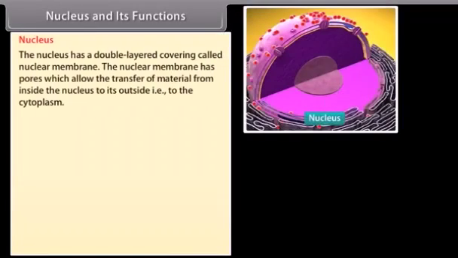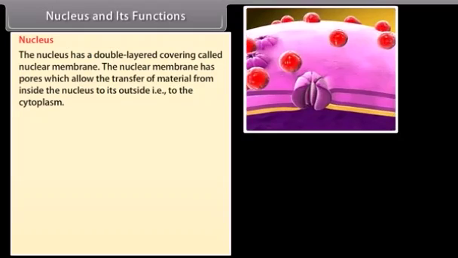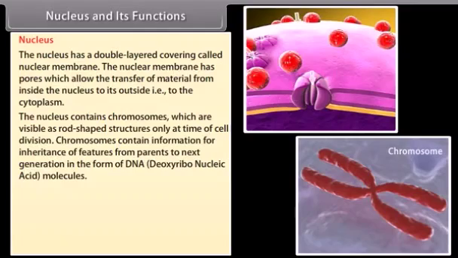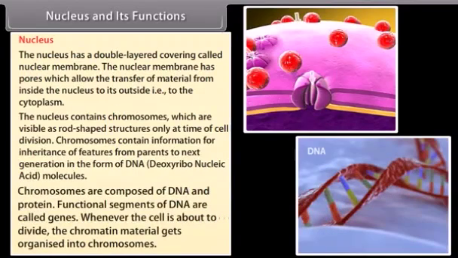Nucleus and its functions. Nucleus. The nucleus has a double-layered covering called nuclear membrane. The nuclear membrane has pores which allow the transfer of material from inside the nucleus to its outside, that is, to the cytoplasm. The nucleus contains chromosomes, which are visible as rod-shaped structures only at time of cell division. Chromosomes contain information for inheritance of features from parents to the next generation in the form of DNA, deoxyribonucleic acid molecules. Chromosomes are composed of DNA and protein.